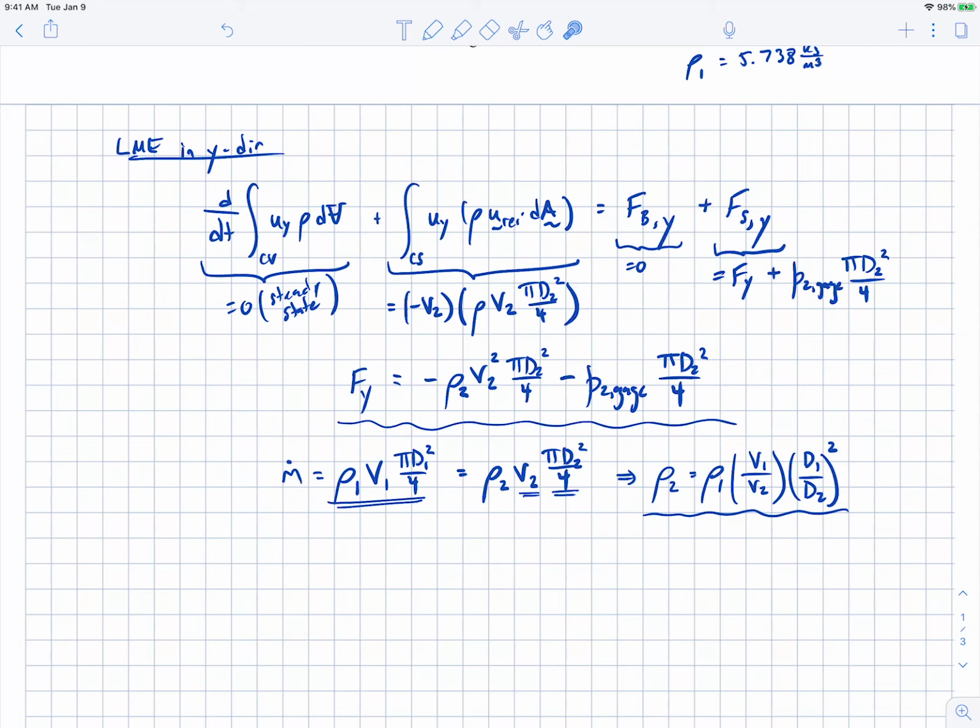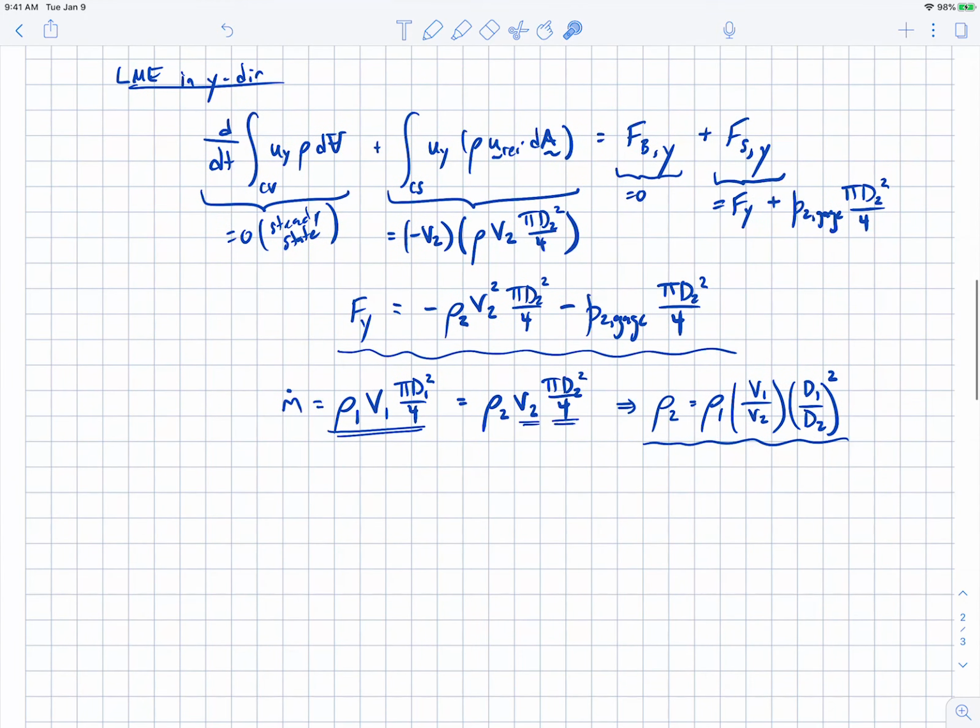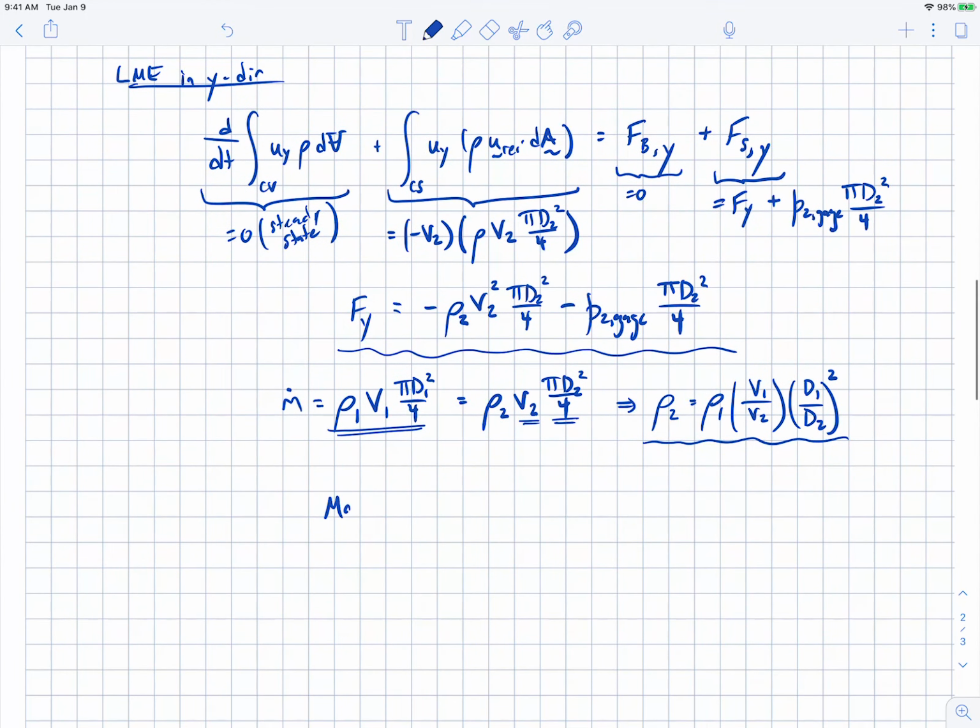However, when you start dealing with flows that are sonic or supersonic at the exit, it is possible that the exit pressure and the surrounding pressure can be different. And we'll cover that when we start talking about converging diverging nozzles. So to figure out what's happening here, we should just double check what the Mach number is at the exit. So what I want to do is find the Mach number at the exit.